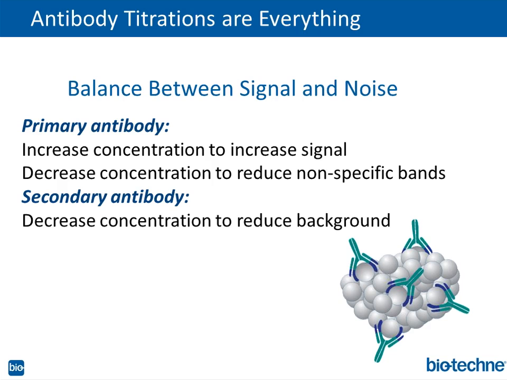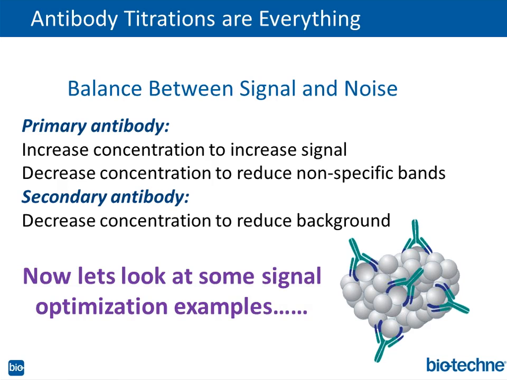With secondaries, we already addressed this: the first thing I would think about doing if I'm getting a high background is to dilute that secondary antibody, and I think that's a really key step here. So let me show you some examples of doing some of this. Again, it's not easy. You've got to spend some time at different dilutions, but I think it's a necessary evil, if I may say so. But you've got to do it to get that sweet spot.